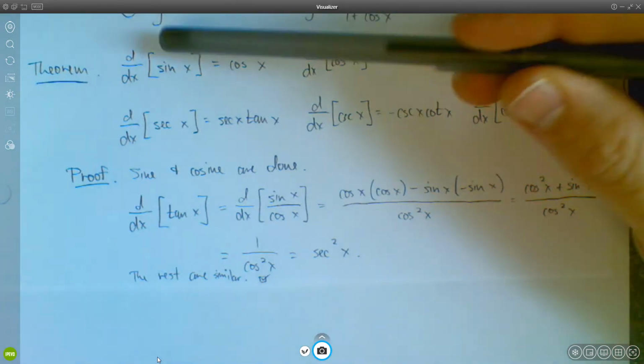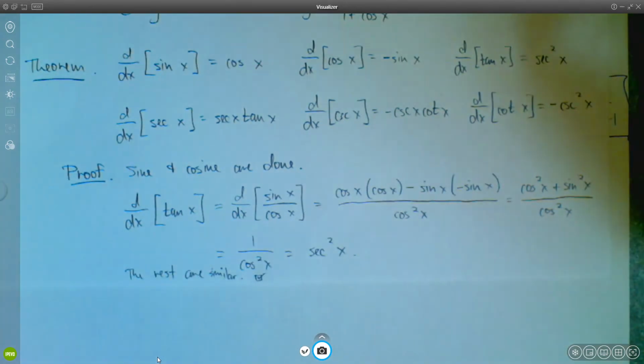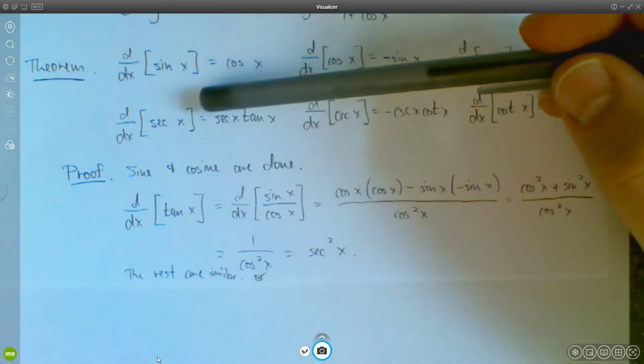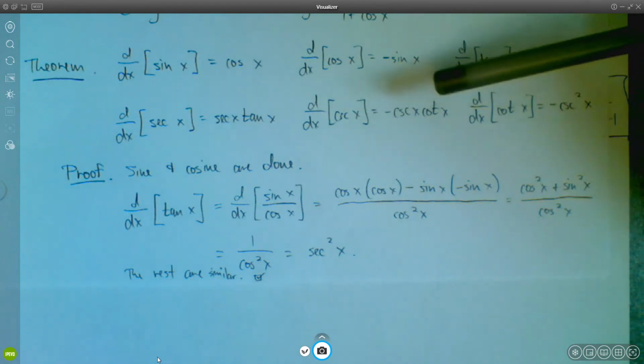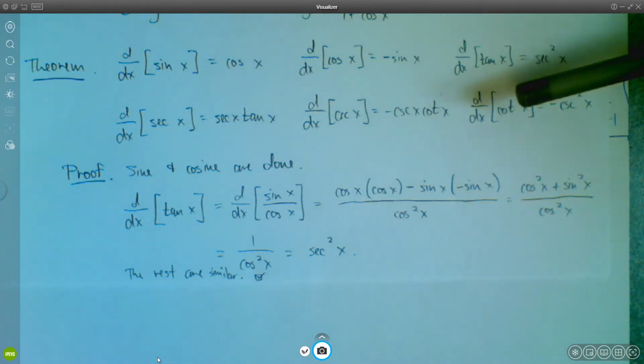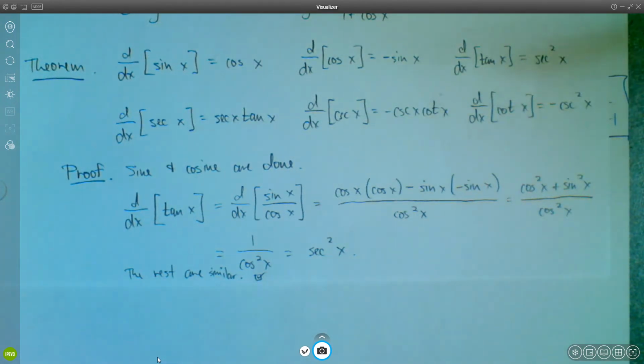Okay, derivative of sine is cosine. We've already talked about that. Derivative of cosine is negative sine. We've talked about that. But then derivative of tangent is secant squared. Derivative of secant is secant tangent. Derivative of cosecant is negative cosecant cotangent. And derivative of cotangent is negative cosecant squared.